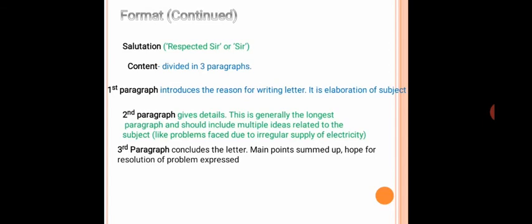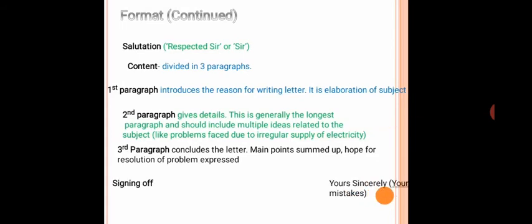The third paragraph concludes the letter. It sums up the main points and hope for resolution of the problem is expressed. If the letter is written to the editor, then in the first paragraph we request for some space in the esteemed newspaper of the editor to share our views with the concerned authorities or with people, and in the third paragraph we thank the editor in anticipation for helping us to reach the concerned authorities or the people.